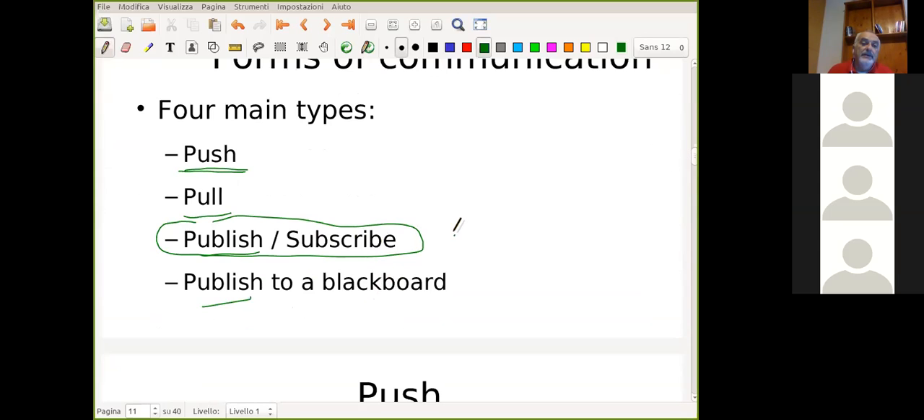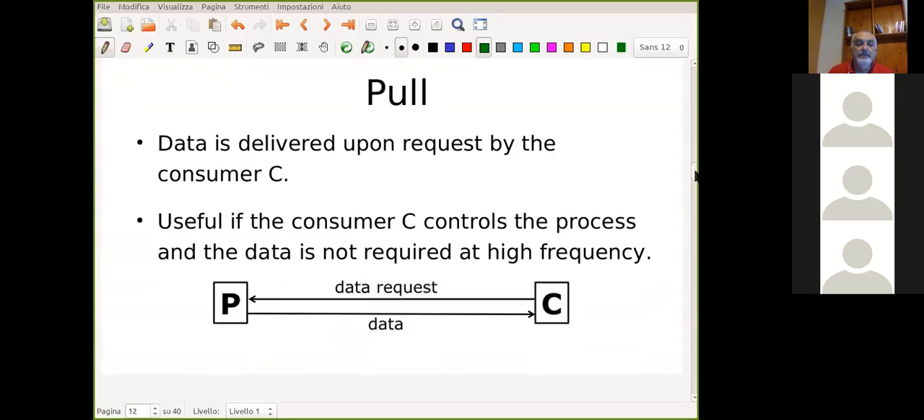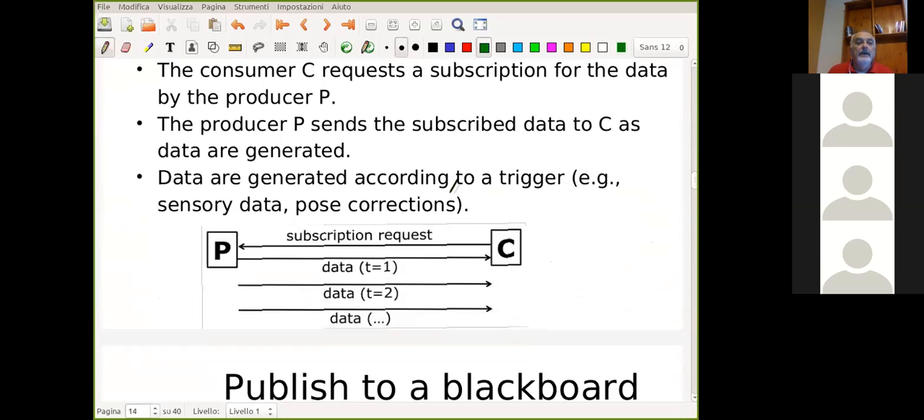You know what is publish subscribe, and publish to a Blackboard is similar, is a version of publish subscribe. Here it is mainly based on messages. Publish to Blackboard is mainly based on shared memory. But the idea is similar. So there is some generator of information. So the first step is that C subscribes to P and says, okay, from now on, I want this kind of data.